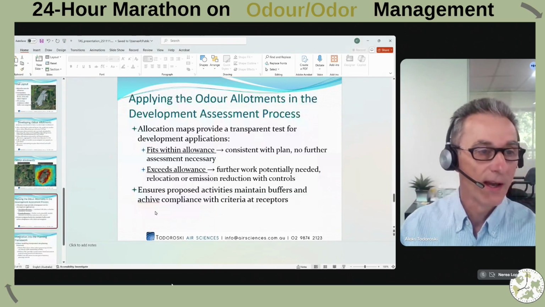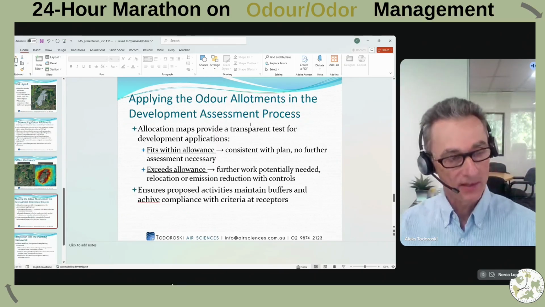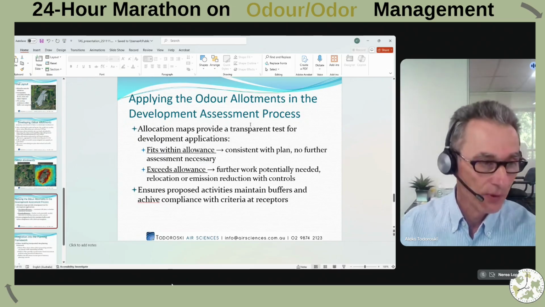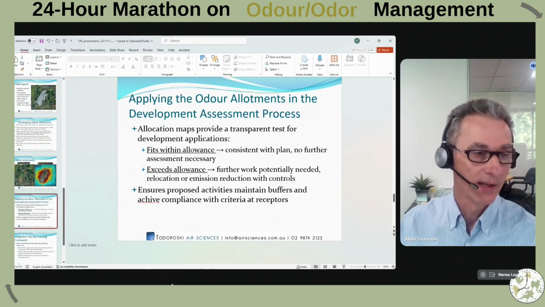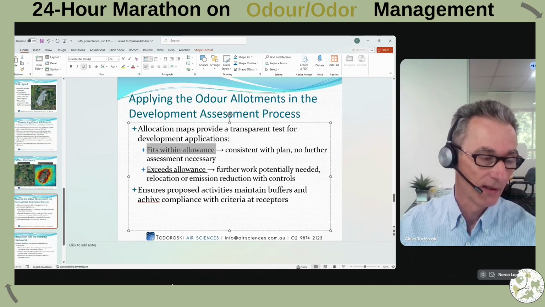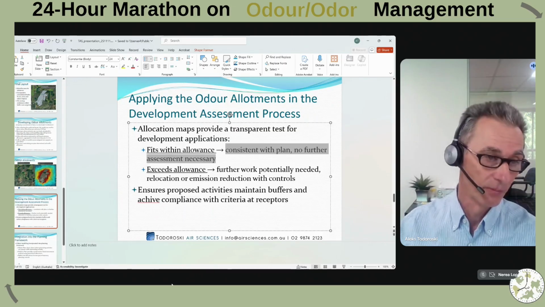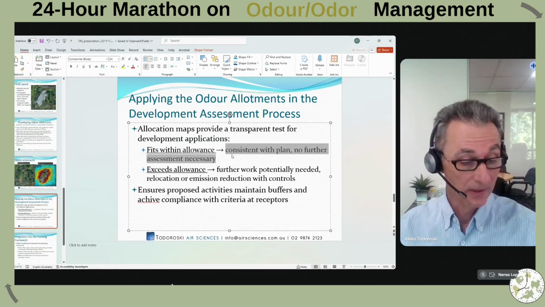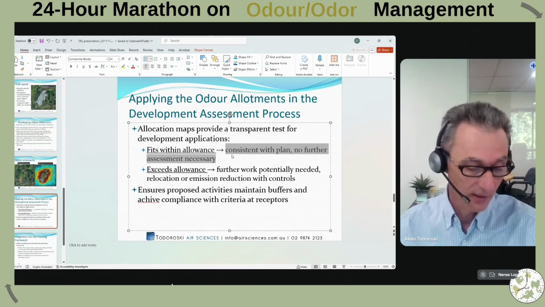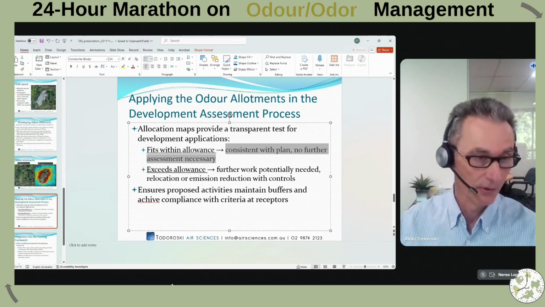So the key thing was that these maps went into the planning instruments and a whole set of rules went in there about how to do it. And essentially, if your development had less odour than allotted to the land, that's all you needed to do to prove acceptability, that you didn't need to do further assessment. If you exceeded that, then you needed to follow the normal route where you would get a consultant to do an assessment.